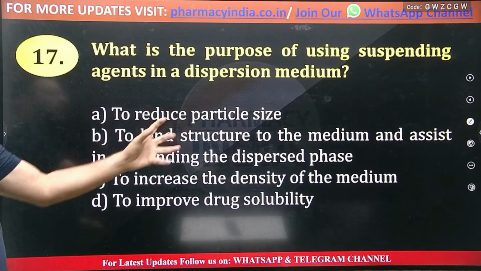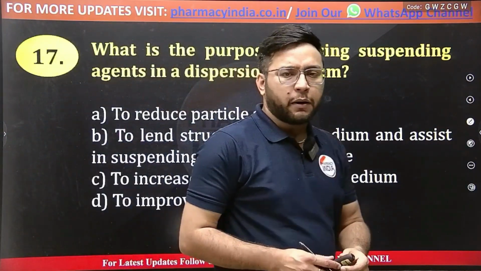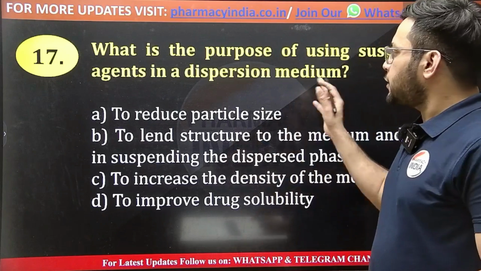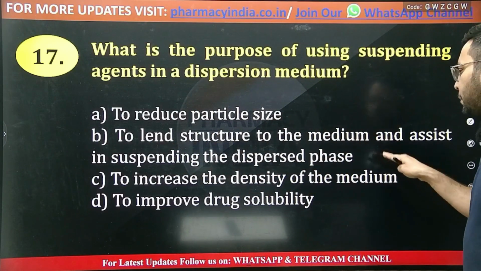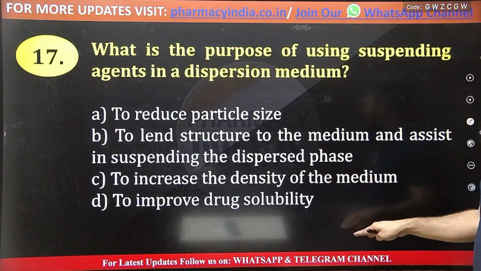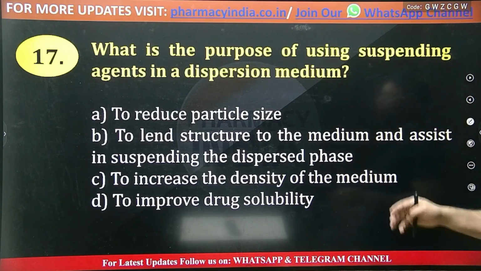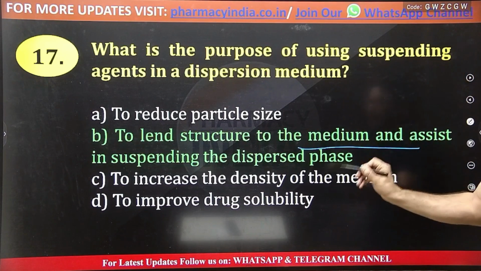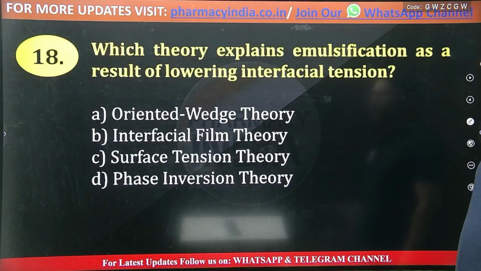What is the purpose of using a suspending agent in a dispersion medium? Means why are we using a suspending agent in a dispersion medium? To reduce particle size, to lend structure to the medium and assist in suspending the dispersed phase, to increase the density of the medium, or to improve drug solubility. Means, what is the purpose? So it is to lend structure to the medium and assist in suspending the dispersed phase. Now moving on to the next question.